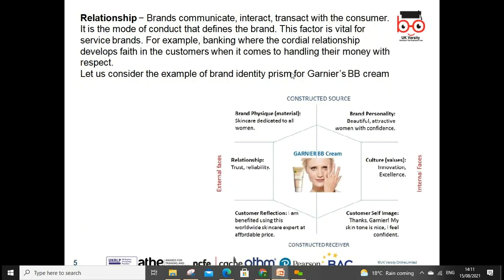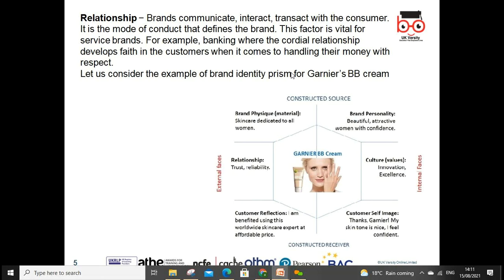Anybody any question, guys? Okay. The relationship: how the brand communicates and interacts with the consumer. It is a mode of conduct that defines the brand. This factor is vital for a service brand, for example banking, where the relationship develops faith in the customer when it comes to handling their money with respect. Let us consider an example of brand identity.